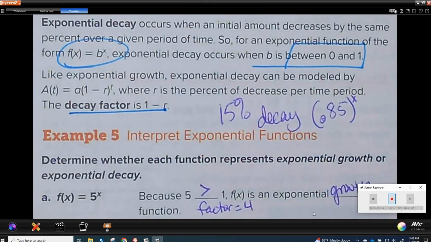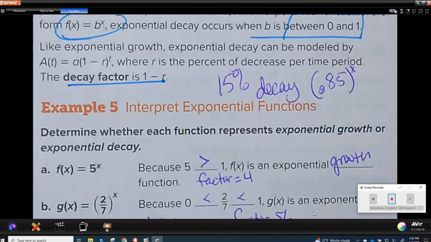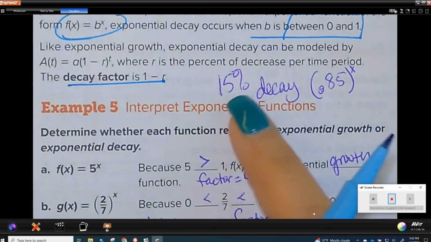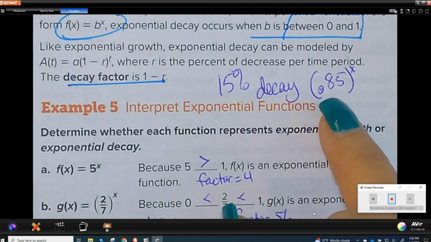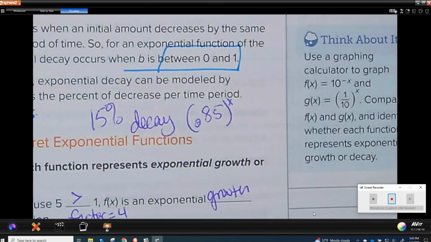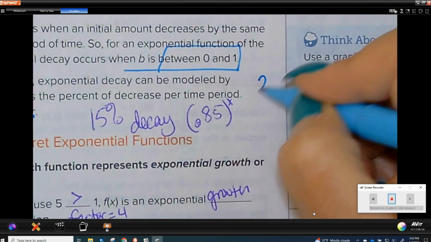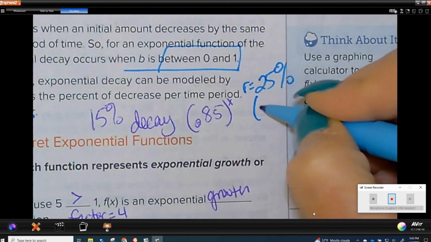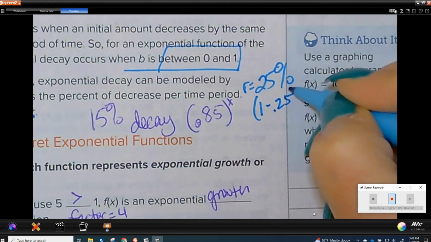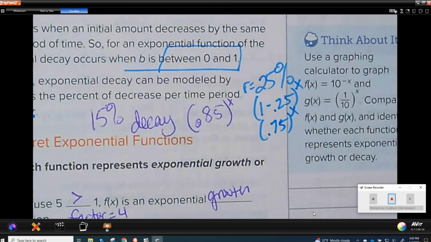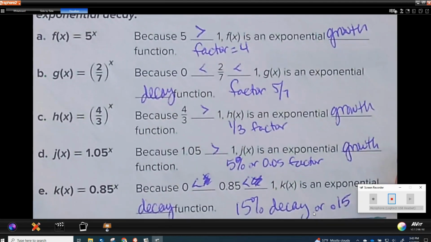So I always tell people to think about how much is left. That's what goes into the equation. So 15% decay, 0.85 is left. Okay? If you had 25% decay, it'd be 1 minus 0.25 or 75% left. Okay? Whatever is left. So we went through this table.